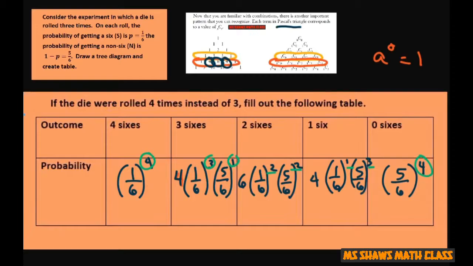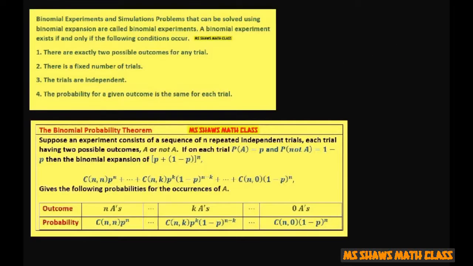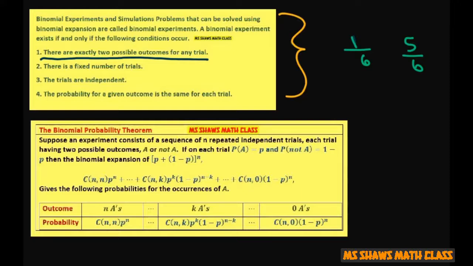All right, and then lastly, this is an introduction video to binomial experiments. So let's talk about that. To have a binomial experiment and to do what we did using Pascal's triangle or combinations, there has to be exactly 2 possible outcomes for any trial. And that usually works for heads and tails. And our dice, you could either get a 6 or you're getting a non-6. It's one or the other.